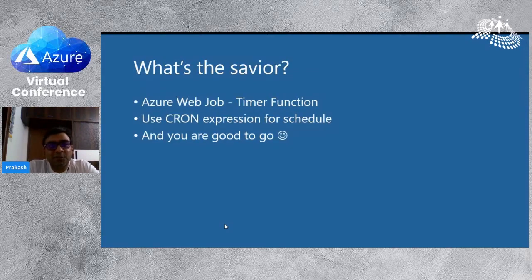What's the savior? The savior is the timer function. Azure Web Jobs timer function, sorry, it's a typo here. Azure Functions timer function. Web jobs was the previous one, where you got stuck and couldn't really move because you did not get the premium tier. The Azure Functions timer function is a savior for you. You share a similar expression with the web job, and you're good to go. We'll see it in a demo in a while.